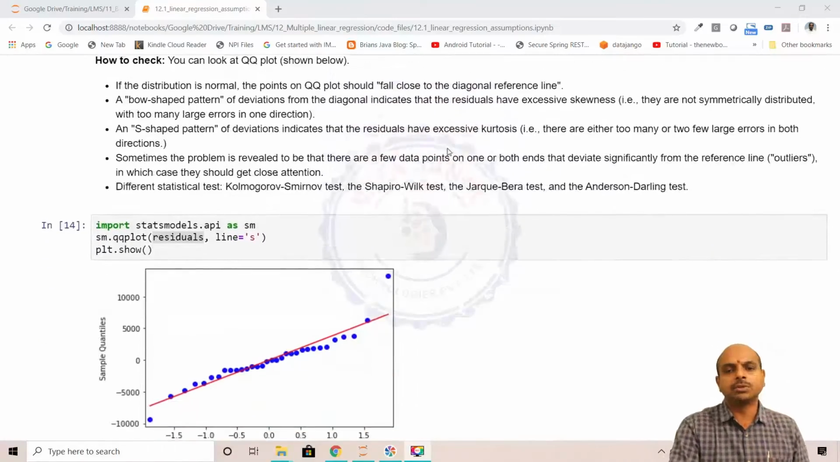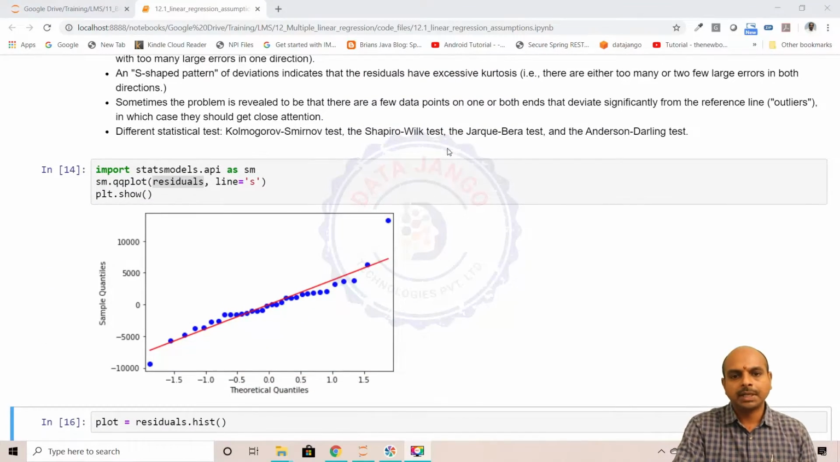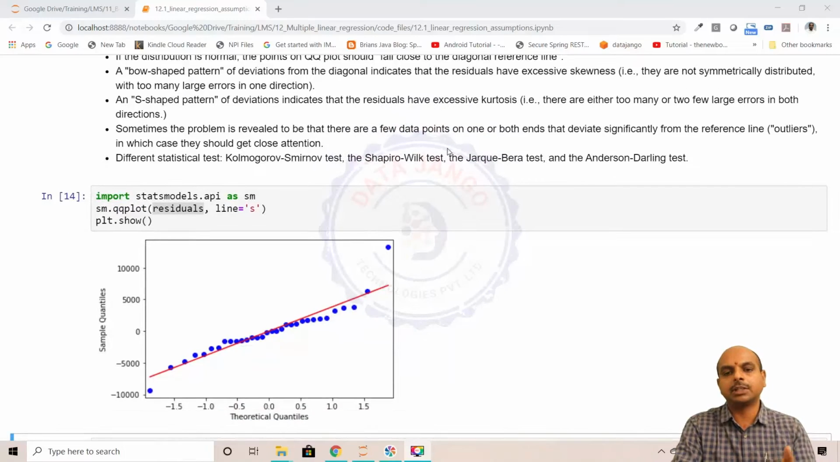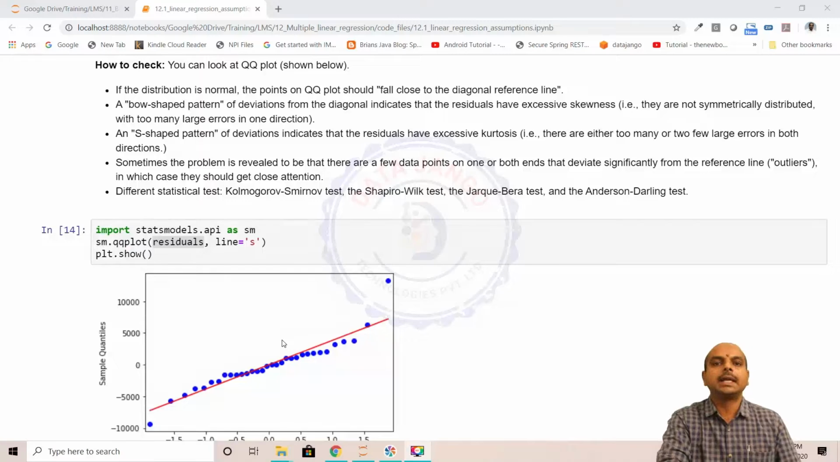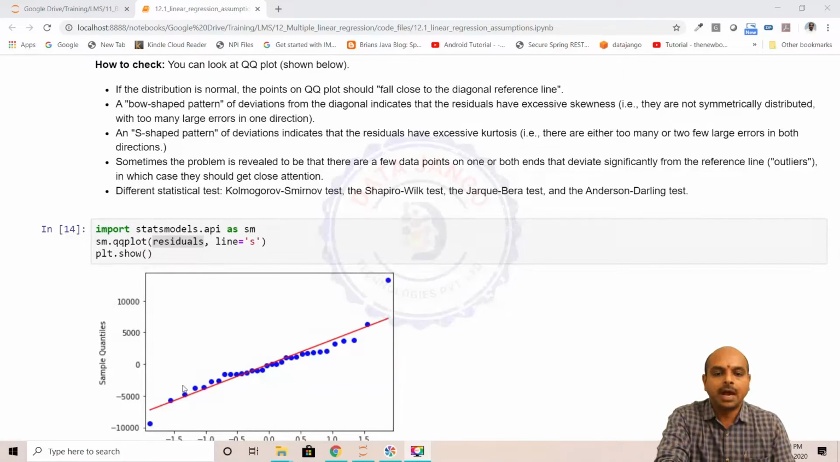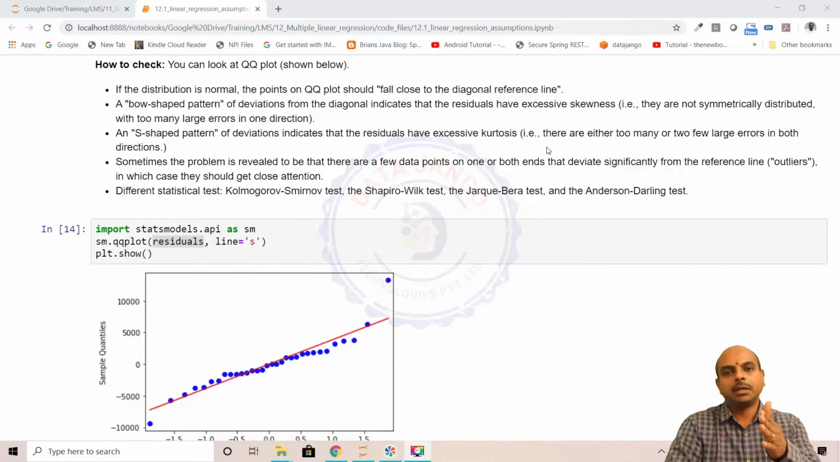To check this, you can use a QQ plot or a histogram. Generally, a QQ plot is more preferred because it shows you a clear picture. In a QQ plot, you will get a line. If your dots are around that line, forming a linear line, then the data is normally distributed. If the dots are forming a bow shape, there is skewness in the data. Skewness in the sense that there may be errors falling on the left side or right side. And if it is forming an S shape, there may be kurtosis in the error term.